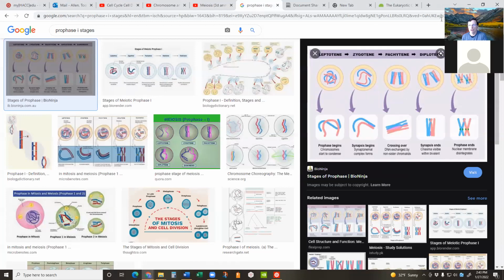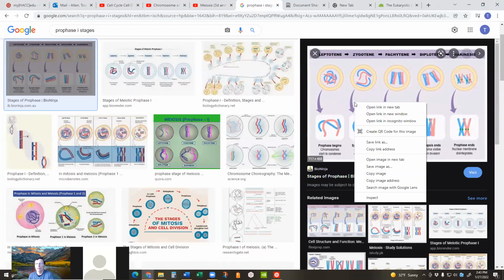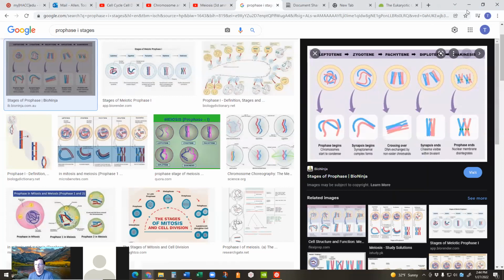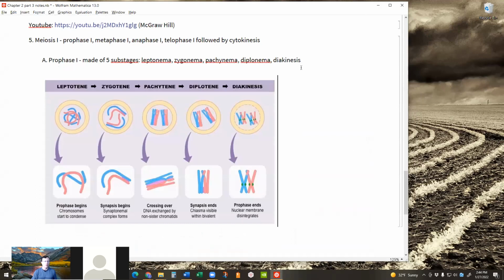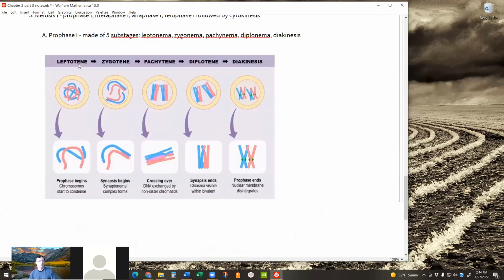And so what I'm going to try to do is bring a picture into your Mathematica document for you. Okay, so let's do that and see how that looks. Okay, there we go. So there you see leptotene, which is a different way of saying leptonema, zygotene, a different way of saying zygonema, pachytene, pachynema, diplotene, diplonema, diakinesis. Okay, so let's talk a little bit about what's happening here in each of these substages of prophase 1.